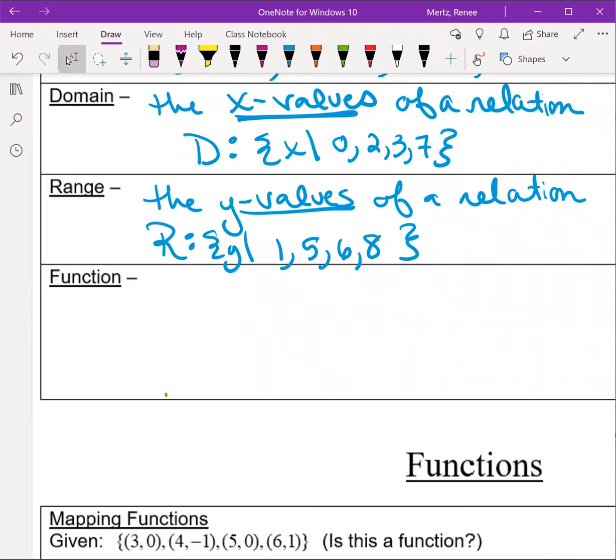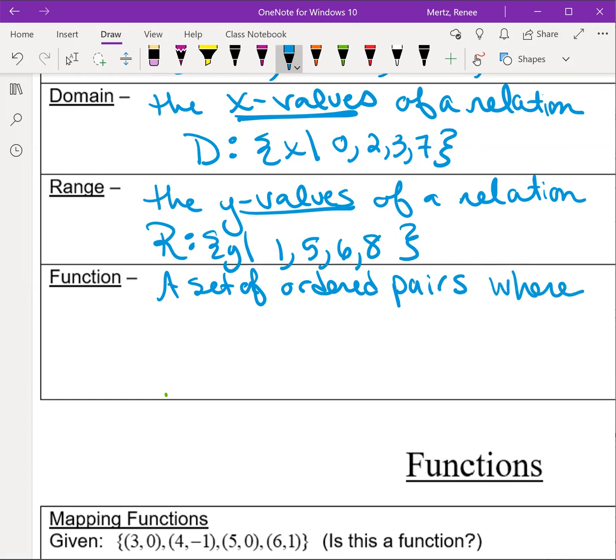A function is a set of ordered pairs where any two ordered pairs do not have the same x value. So x values cannot repeat. So a set of ordered pairs where any two do not have the same x value.